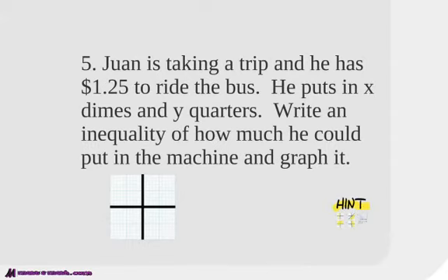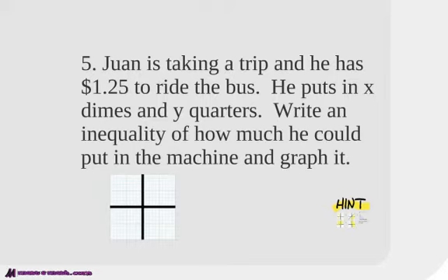All right. Well, Juan's taking a trip and he has $1.25 to ride the bus. He puts in x amount of dimes and y amount of quarters. Write an inequality of how much he could put in the machine and then graph it. Now, how much did he have? He had $1.25, right? He puts in x amount of dimes and y amount of quarters.